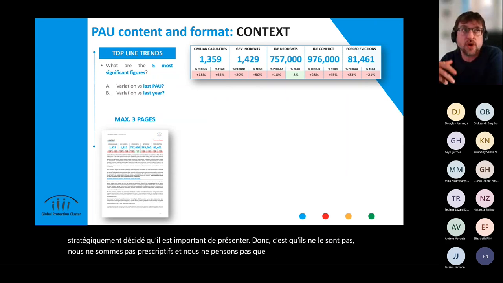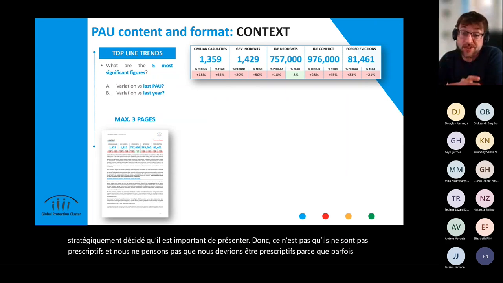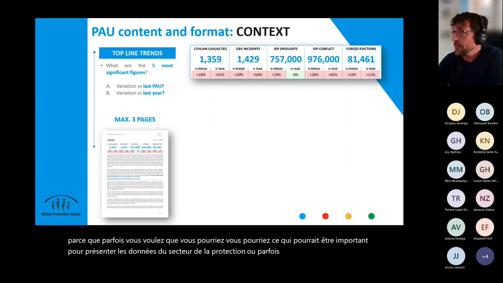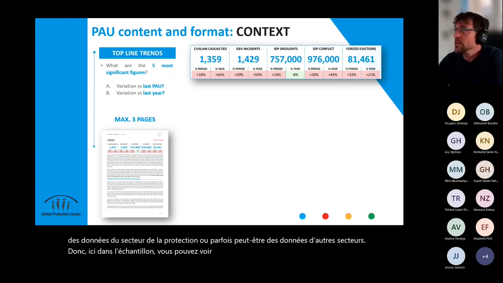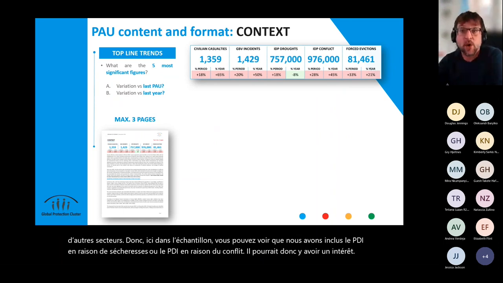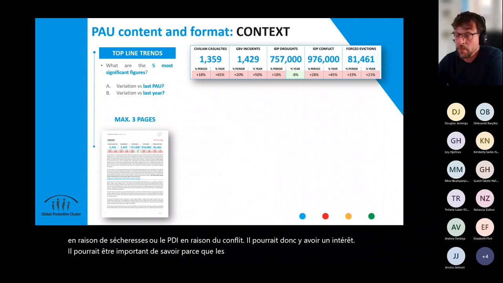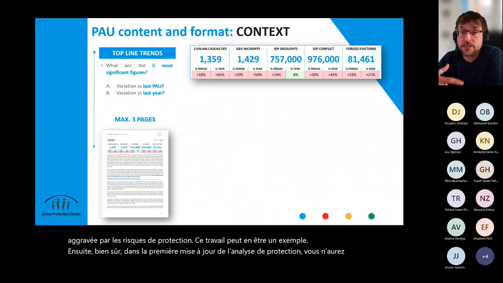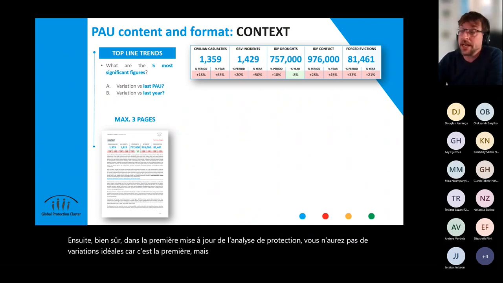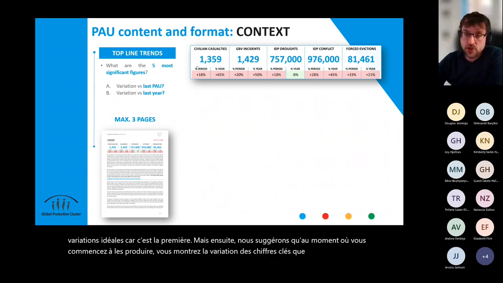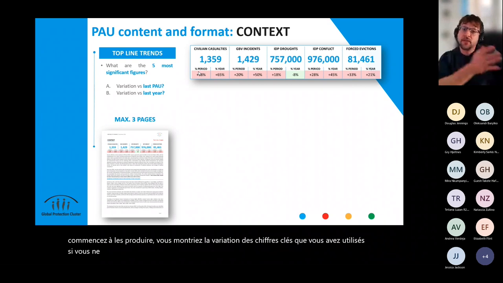Because sometimes what might be important is to present protection sector data, or sometimes maybe data of other sectors. So here in the sample, as you can see, we included the IDP due to droughts or the IDP due to conflict. It might be important to know because the whole movement situation is compounding the protection risks. That can be one of the examples. Then, of course, in the first protection analysis update, you are not going to have an idea of variations because it's the first. But then we suggest that by the time you start producing them, you show the variation of the key figures that you have been using, if you don't change them, compared to the previous protection analysis update.